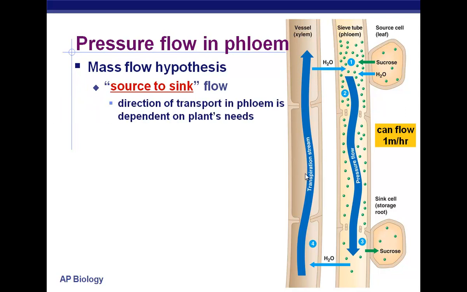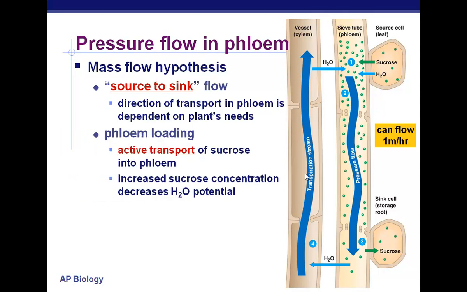So the direction of transport in the phloem is dependent on the plant's needs. Some phloems will go up to a higher structure, and some will go down. The upper leaves will kind of supply the growing tips of a plant. The bottom leaves are going to be pumped down towards the roots to supply the roots with energy and to have some transport there.